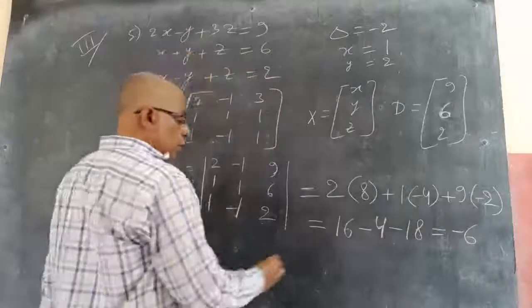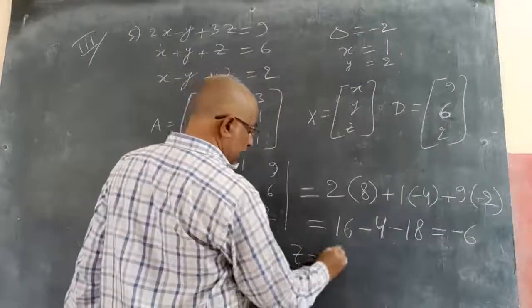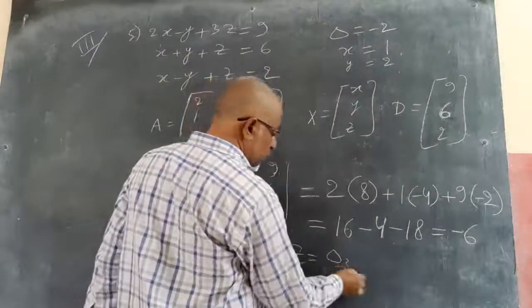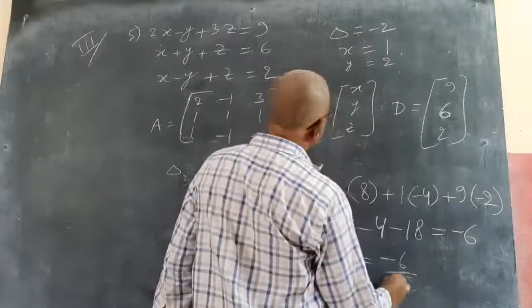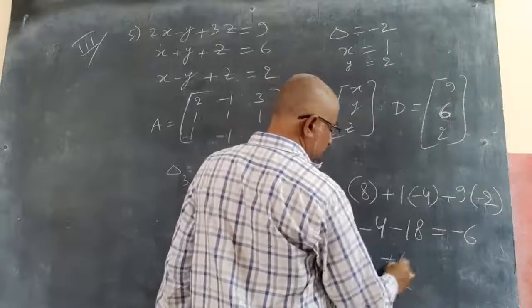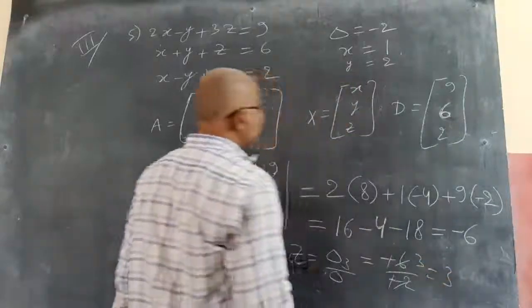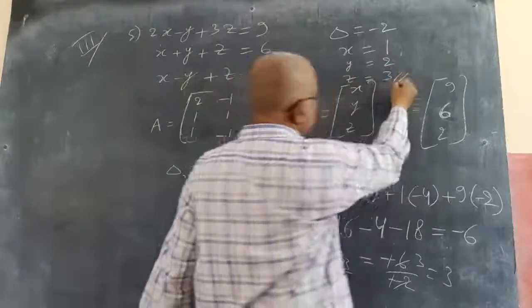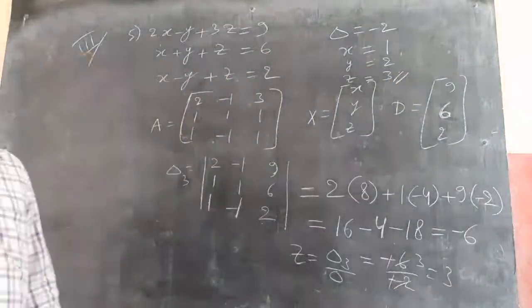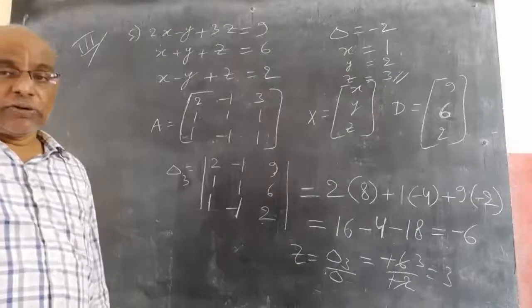So now z equal to delta 3 by delta, equal to minus 6 by minus 2. Delta is minus 2, 2 threes. So z equal to 3. So x equal to 1, y equal to 2, z equal to 3 is the final result.